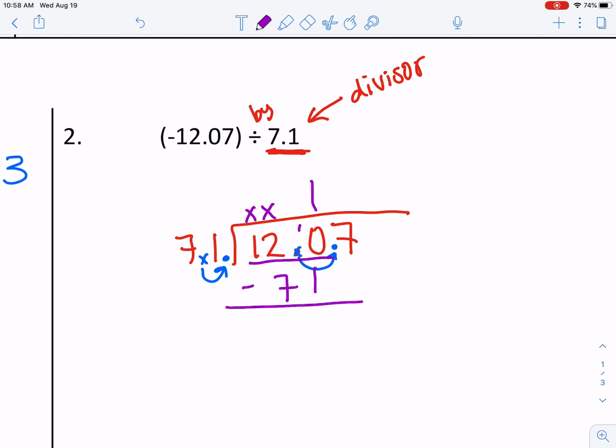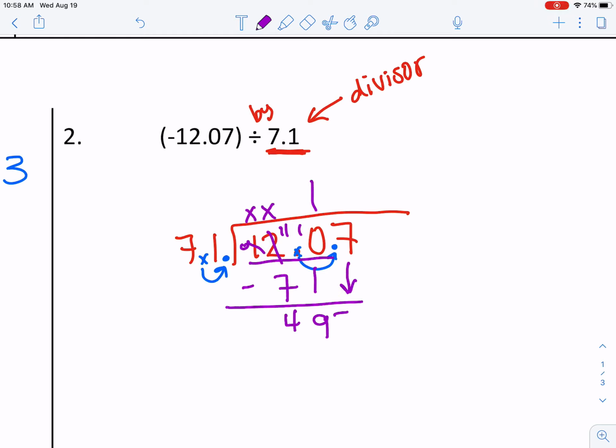Now I'm going to subtract by borrowing. 10 minus 1 is 9. 11 minus 7 is 4. That's just 0. So I end up with 49. Yes, 49 is less than 71, so that 1 is correct. If it was larger than 71, we would know that it could have gone into that number twice.